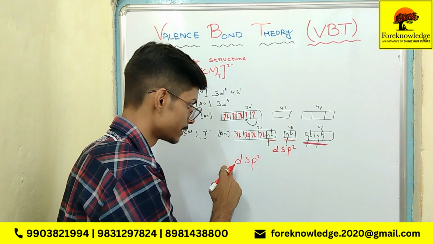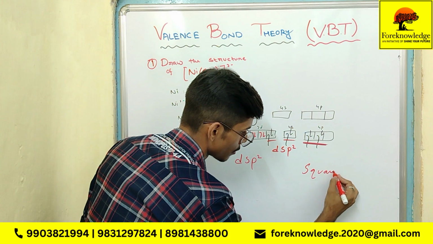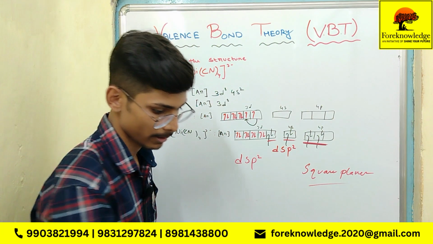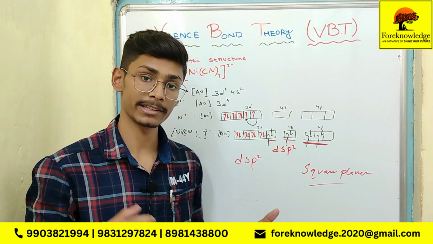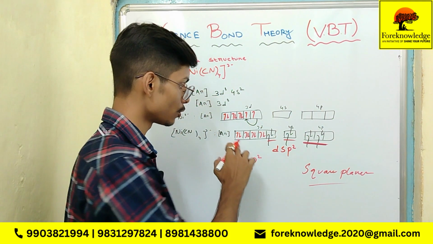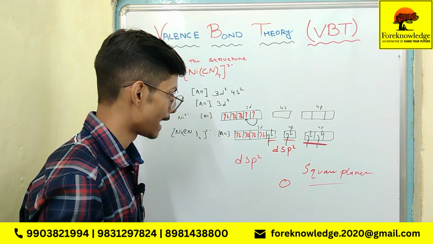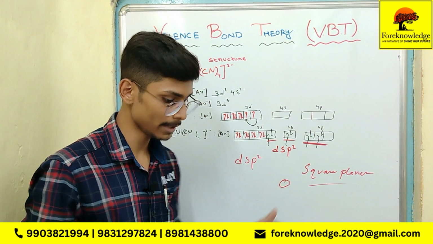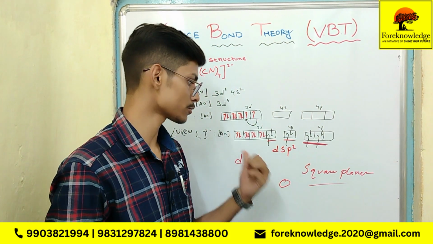So what will be its name? I've told you when it's dsp2, the name of the structure is square planar. Now, what will be its magnetic moment? Magnetic moment depends on the number of lone pair present. Here, no lone pair are present, so magnetic moment will be 0 because n is 0. Whether it will be a colored compound? No, it is a colorless compound. Why? Because no lone pair are present. Similarly, it is also a diamagnetic compound because no lone pair are present.